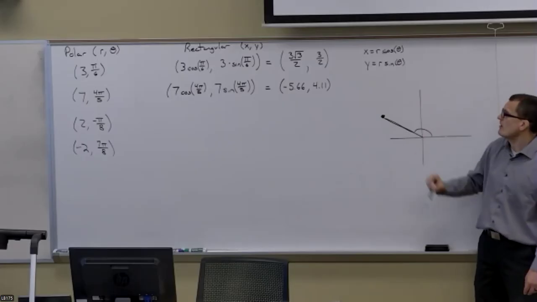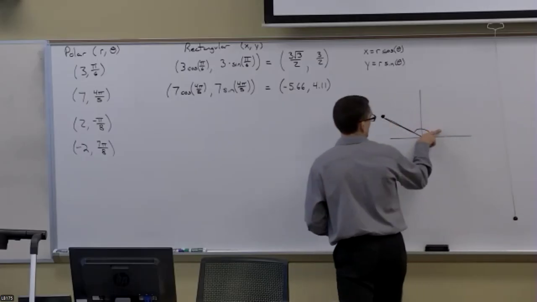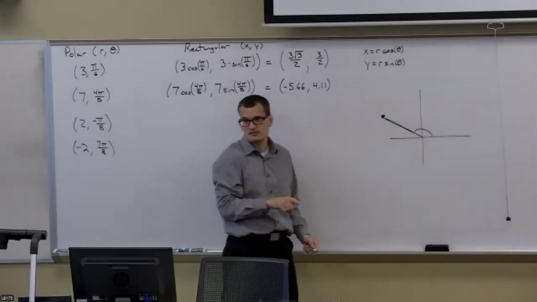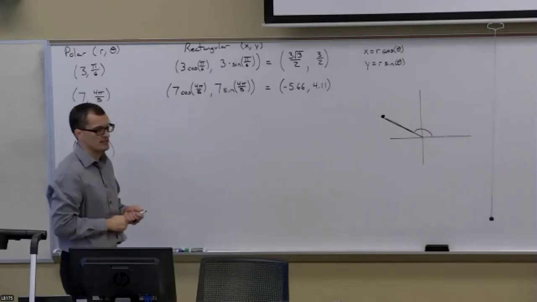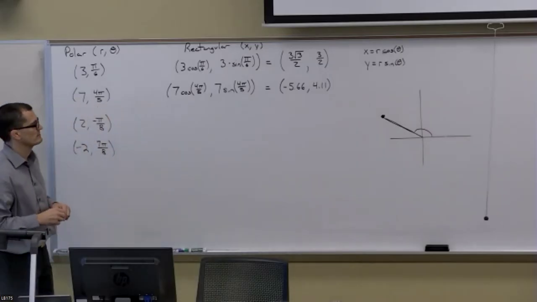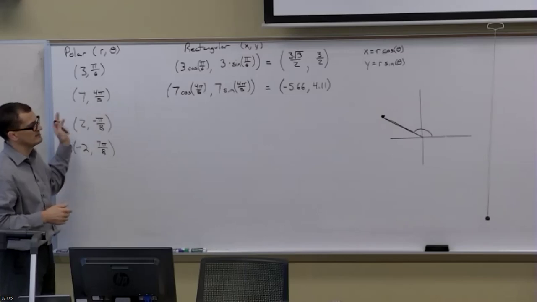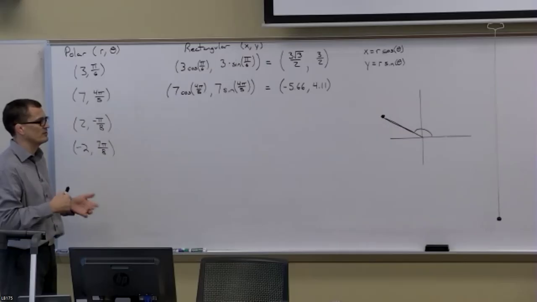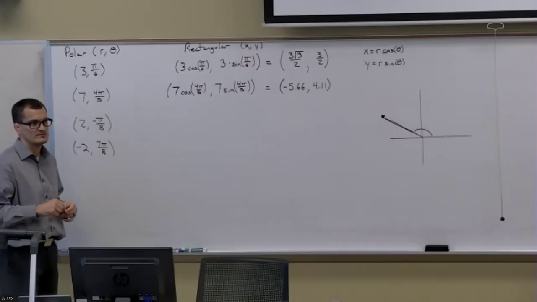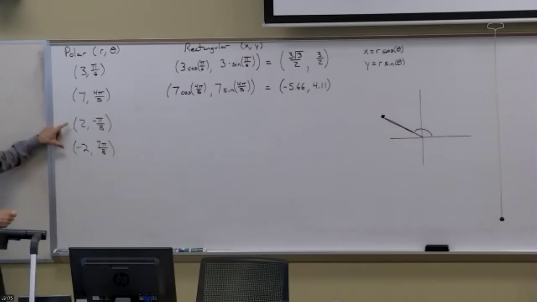Okay. Our first one, pi over 6, that was in the first quadrant. That was an angle in the first quadrant. So we should have expected to get positive x and y values. Here, 4 pi over 5 points into the second quadrant. So we should expect to get a negative x value, positive y value. I want you to try these two on your own.